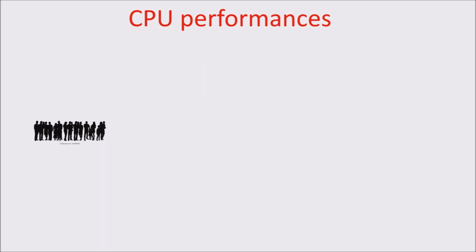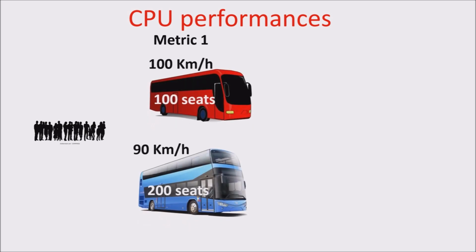In this example, we see two different metrics. One is the time taken by the journey, or how fast we go from Rome to Milan. The first bus goes 100 km per hour and the second 90 km per hour. And the other is how fast we take all the people to Milan. The first bus takes 120 hours and the second 67 hours.